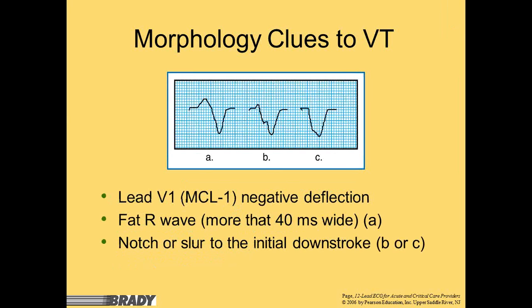If you look in V1 and it has a negative deflection, we can see those this way. A fat R wave, so it's got that QR before it starts going down to the S wave. And then you can see in B and C there's a notch or a slur in that initial downstroke. And those are indicative of VTach as well.